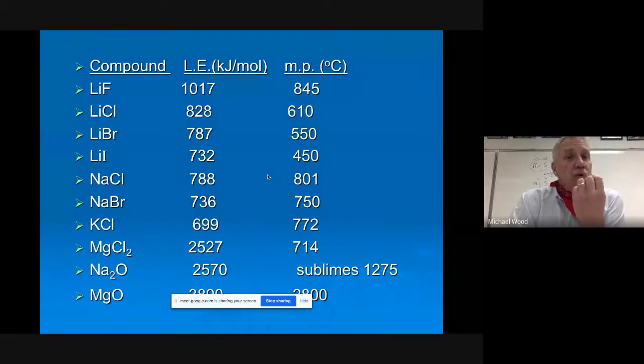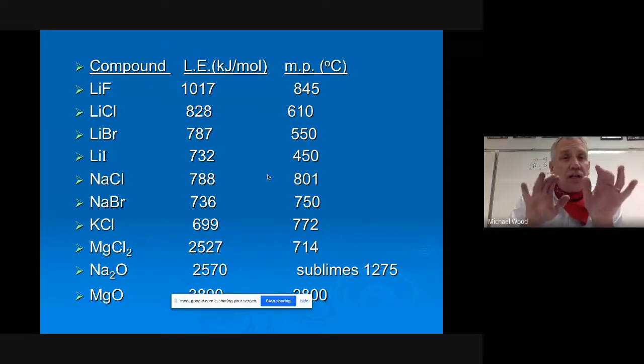And everyone, so first of all, the charges. If I look at LiF, LiCl, LiBr, LiI, all of them are plus one, minus one. So their charge differences are the same. And then I go to the size. So, going back to Allie's question, lithium is atomic number 3. Fluorine is element 9. Chlorine is element 17. Bromine is element 35, and iodine is element 53. Remember, the bigger it gets, the weaker the force.